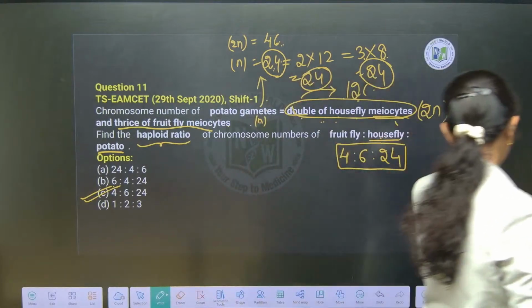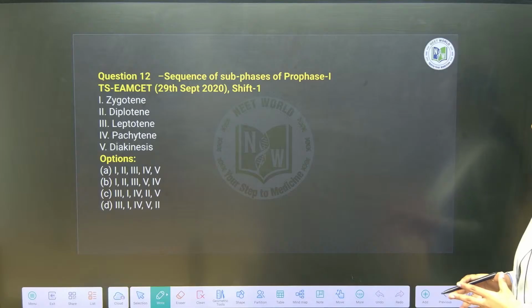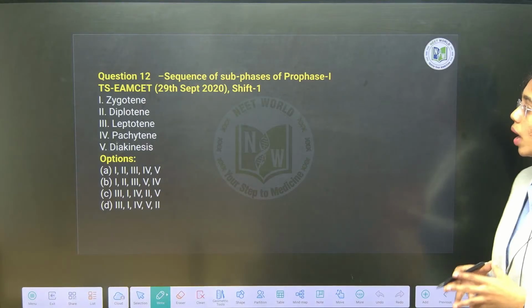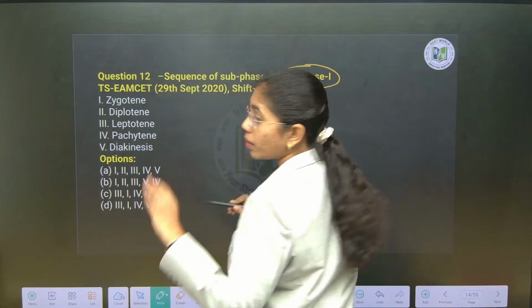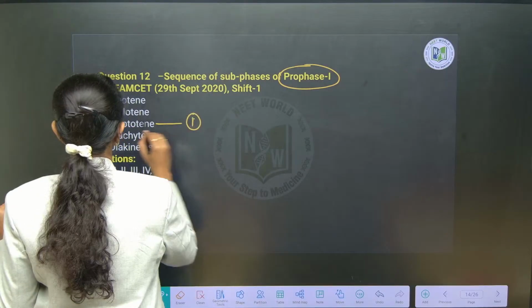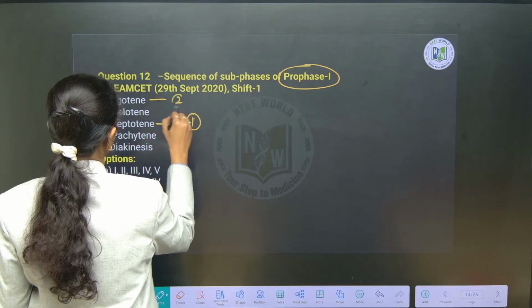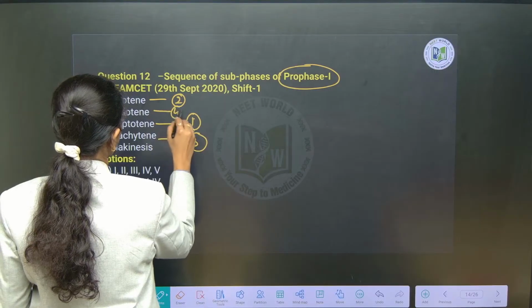Now we see here. Next question. Sequence of subphases of prophase 1. What are the substages of prophase 1? Prophase 1 will have 5 substages. First will be leptotene, followed by zygotene, then pachytene, then diplotene and diakinesis.